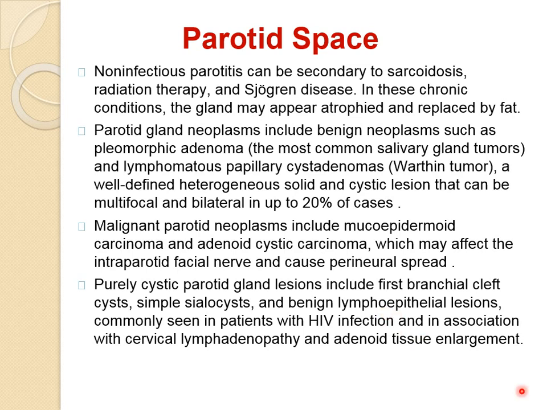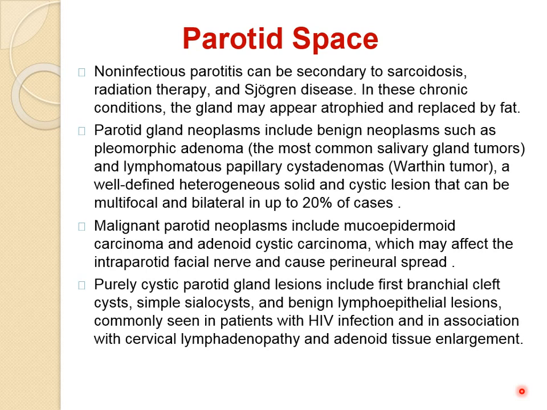Non-infectious parotitis can occur secondary to sarcoidosis, radiation therapy, Sjögren's disease, or chronic conditions, where the gland appears atrophied or replaced by fat. Parotid gland neoplasms mostly involve pleomorphic adenoma, the most common salivary gland tumor, or papillary cystadenoma lymphomatosum, also called Warthin tumor. They appear as well-defined heterogeneous solid or cystic lesions, and can be multifocal or bilateral.